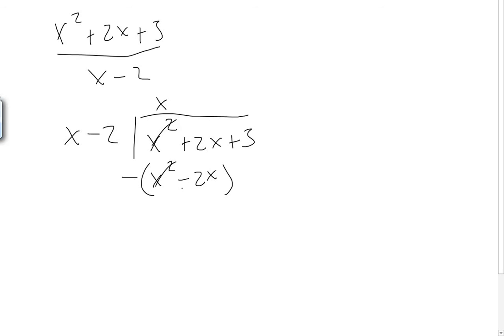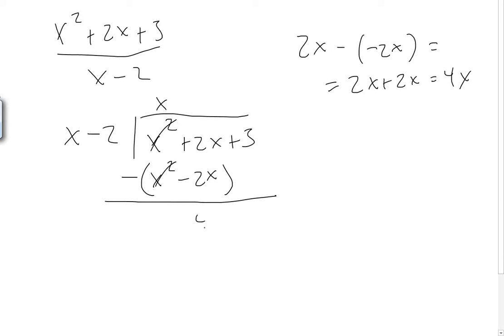2x minus a negative 2x. And if you have to, write it out. 2x, then minus, then negative 2x. Well, that's 2x plus 2x, which is just 4x. After you do your subtraction, you just bring everything else down. So you bring the positive 3 down, and you repeat again. What times x gives me 4x? What times the first term gives me the first term now? Well, it's a positive 4. So that I get 4x minus 8 when I distribute the 4 through to each of them.